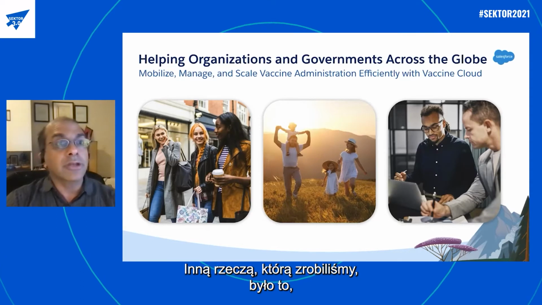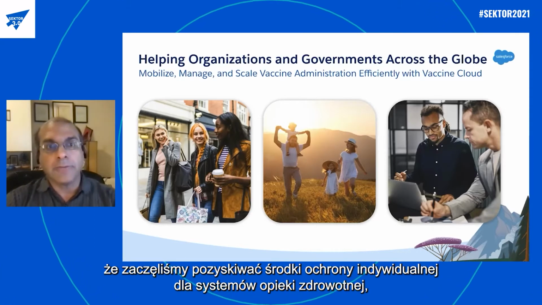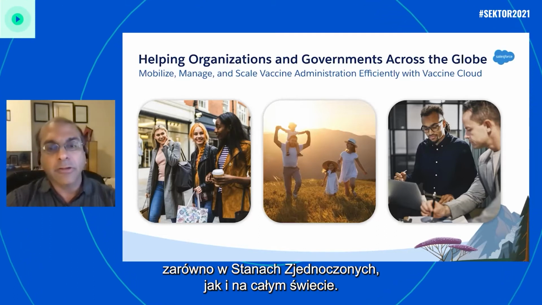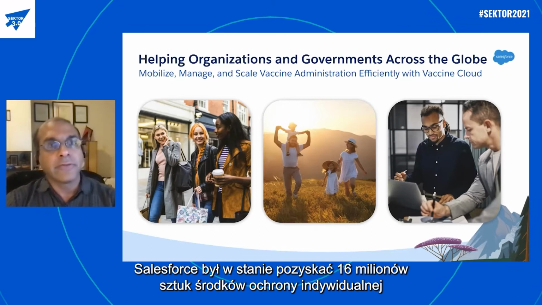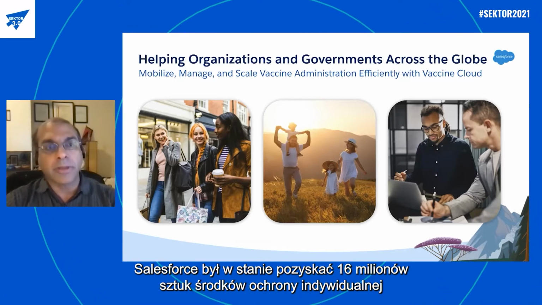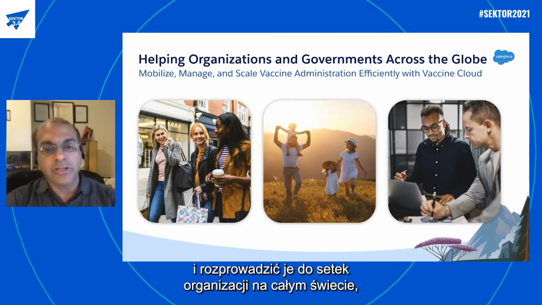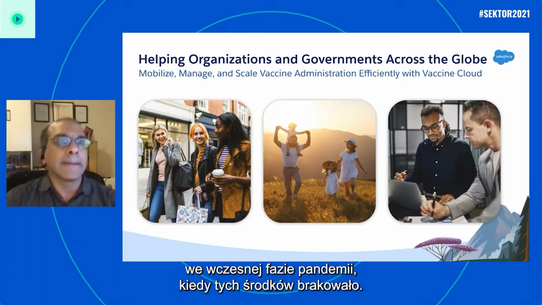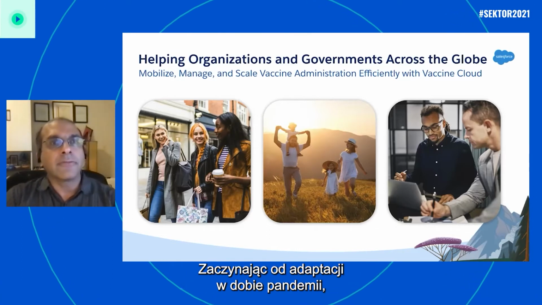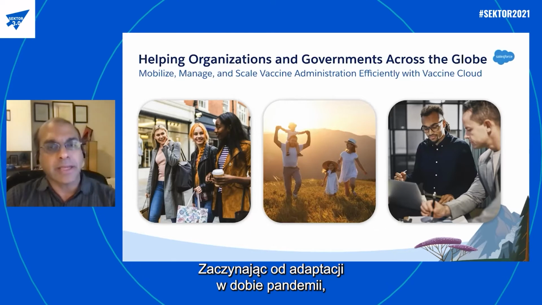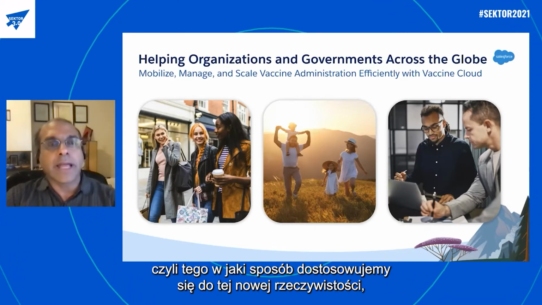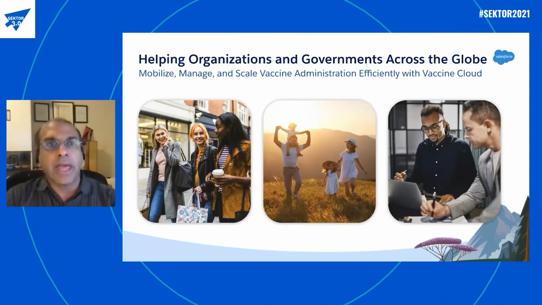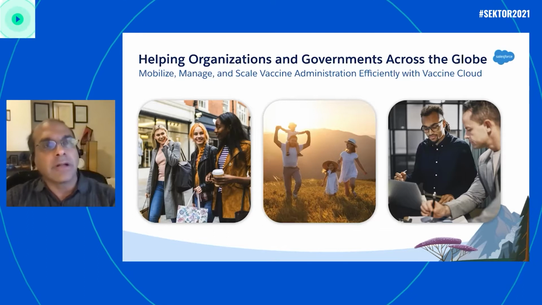Another thing that we did was we actually started to source PPE for healthcare systems, both inside the United States, but also for around the world. And Salesforce was able to source 60 million units of PPE and distribute them to hundreds and hundreds of organizations around the world during the early phase of the pandemic when PPE was in such short supply. But going from pandemic adaptation, which is how do we adjust to this reality, we're now moving into this phase of pandemic mitigation, which is how do we actually work to end the pandemic? And this is where our Vaccine Cloud solution actually comes in.